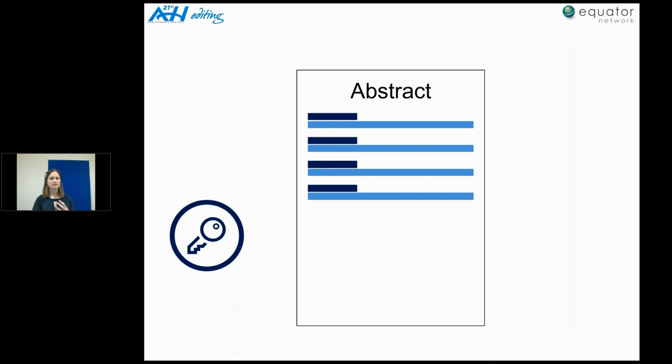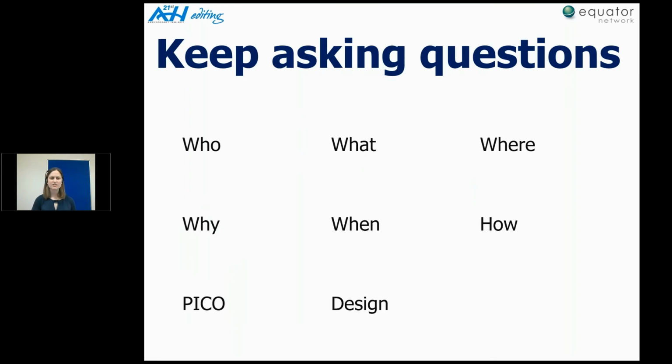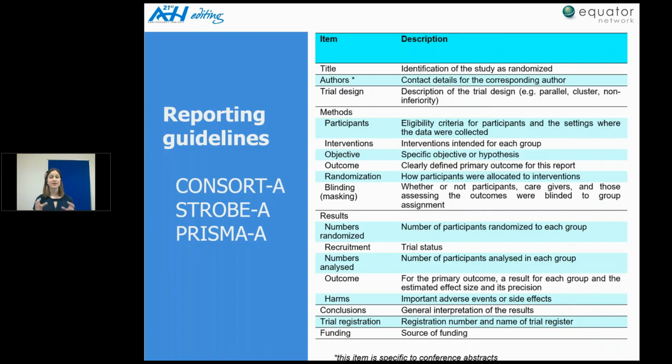And then you're going to start filling out that abstract by asking questions. You're going to make sure, have I talked about my design? Have I given my full PICO, my population, intervention, control? Have I talked about the whys and the whos and the whats and the whens and the wheres? Keep asking yourself questions and fill in the information into the abstract. And there are some fantastic reporting guidelines to guide you through the amount of information that needs to be in an abstract. So CONSORT for randomized controlled trials, STROBE abstracts for observational and epidemiological studies, and PRISMA for meta-analyses.